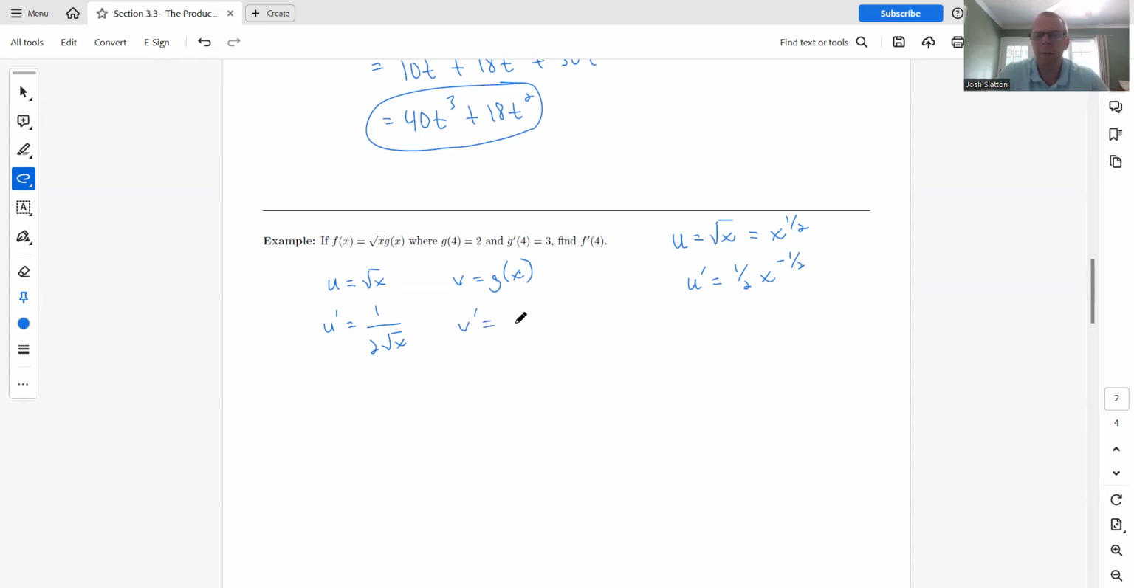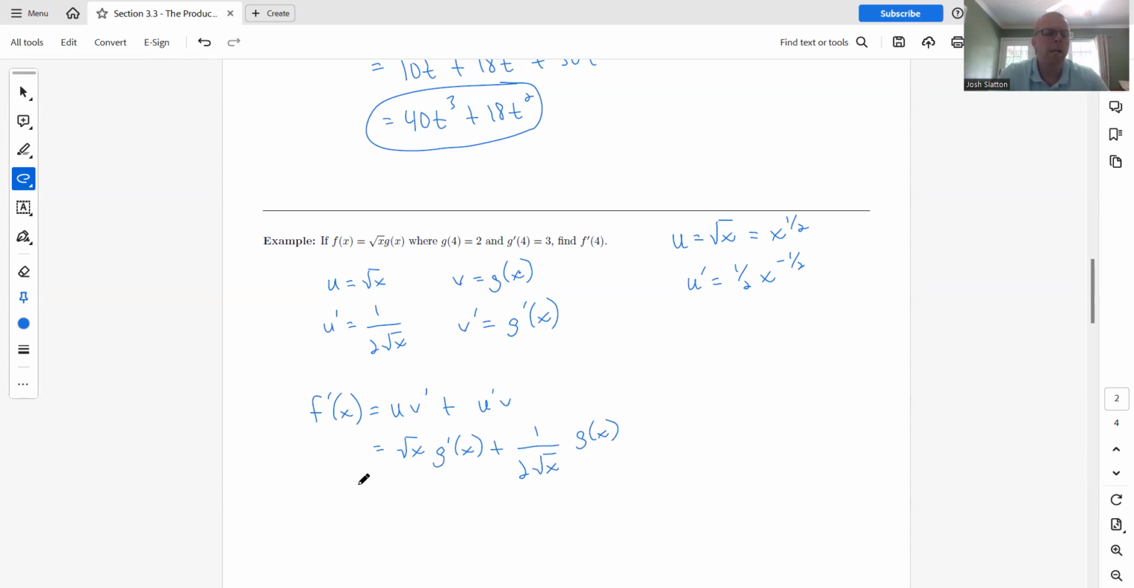Then v prime is just the derivative of g. We don't know what g is, so we're just going to write g prime of x. So then we have f prime of x would be u v prime plus u prime v. So we have square root x. V prime is g prime of x. U prime is 1 over 2 square root x. And then v is just g of x.